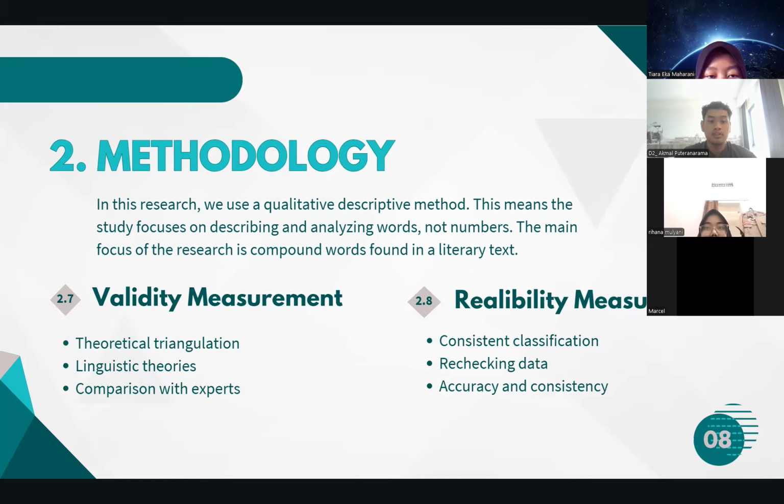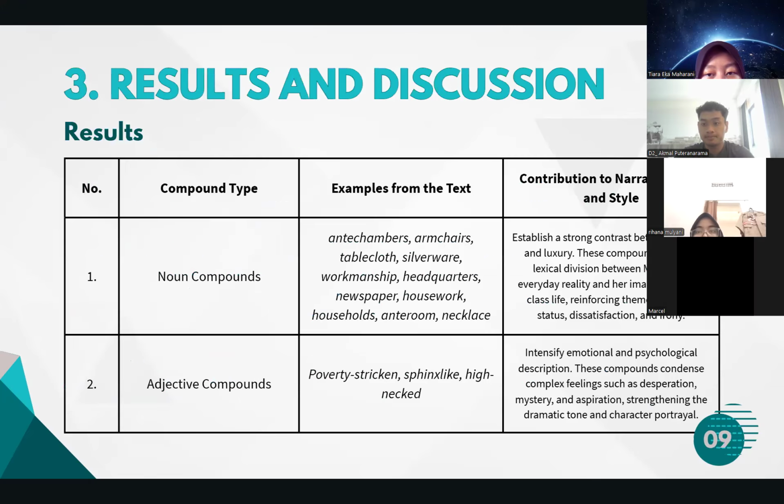And next is validity measurements. To ensure validity, this research applies theoretical triangulation. The analysis is compared with established linguistics theories from experts to make sure the classification and interpretation are accurate. And last is reliability measurements. Reliability is ensured by using consistent criteria in classifying compound words. The data were checked repeatedly to reduce errors and maintain consistency in the analysis. And next slide will be presented by my friend.